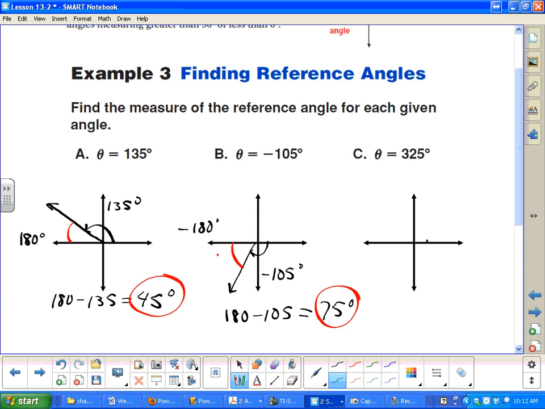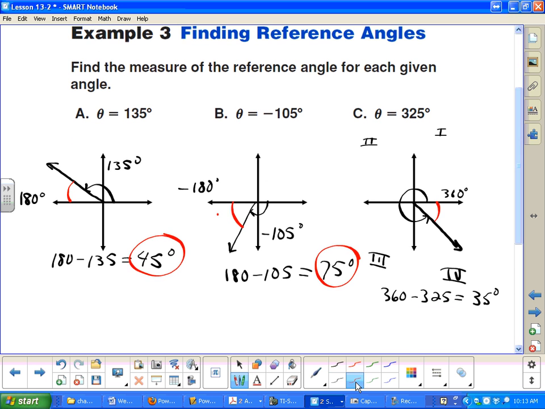325 degrees. 325 degrees is in the third quadrant. So it's an angle right here. Or, excuse me, the fourth quadrant. Reminder of the quadrants: 1, 2, 3, and 4. 325 degrees is in the fourth quadrant. So we want to know how far 325 degrees is from the horizontal axis, which would be 360 degrees. So I can subtract them. 360 minus 325 is equal to 35 degrees. So the reference angle here is 35 degrees.